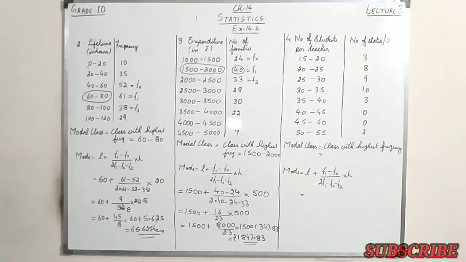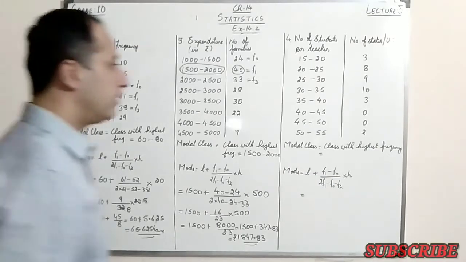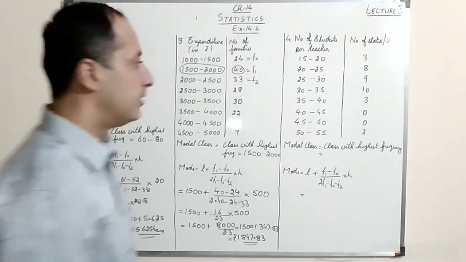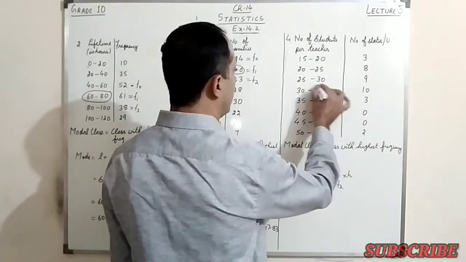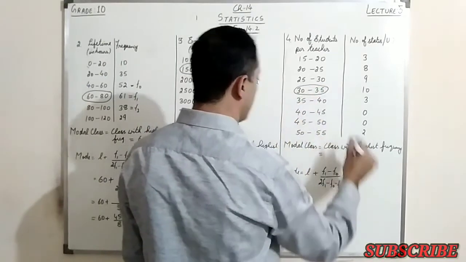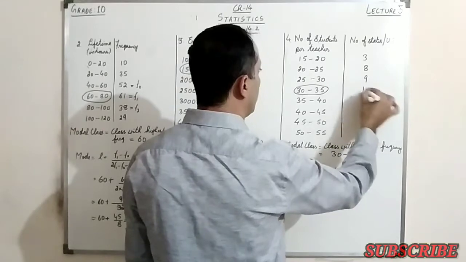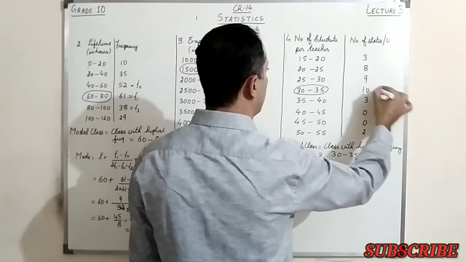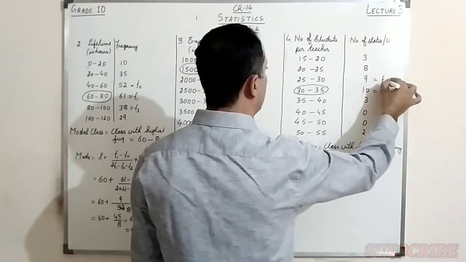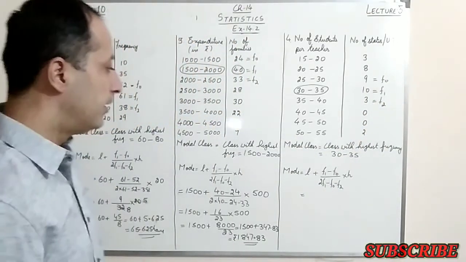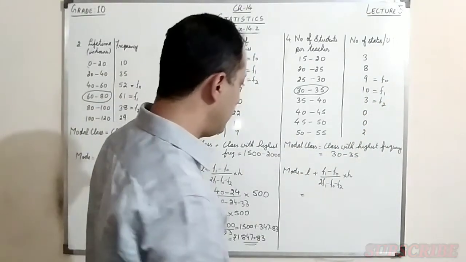Now the next question is basically about the number of students per teacher in different states and UTs, and we have the table on the board itself. Let's find the first thing, the class with the highest frequency, the modal class. So this is our modal class, 30 to 35, and the frequency of the modal class is f1, preceding is f0, and the next is f2, right? So let's find it out now.